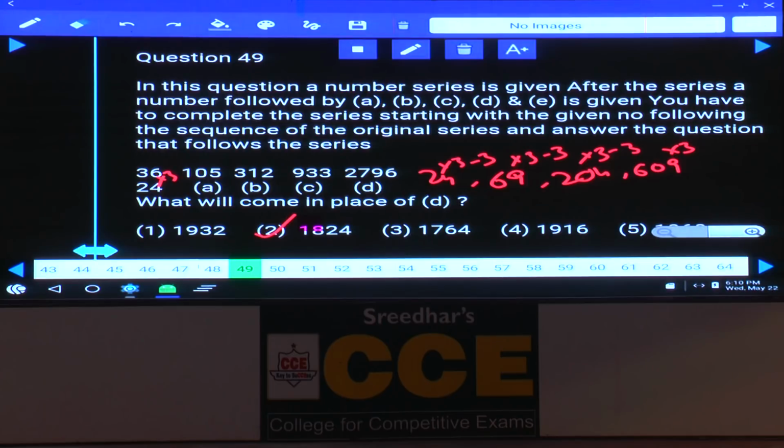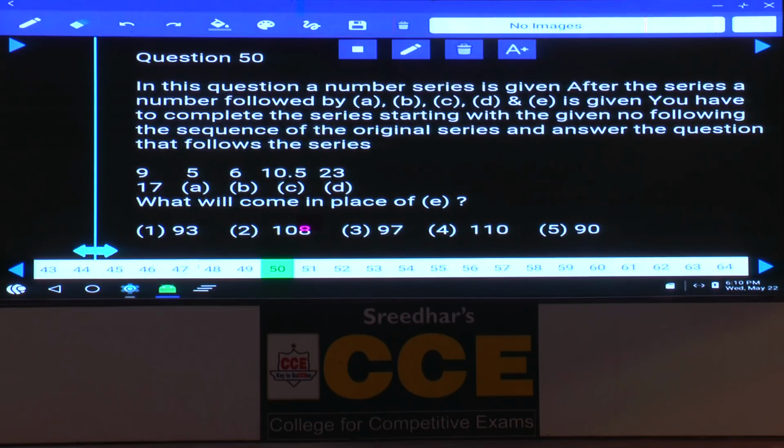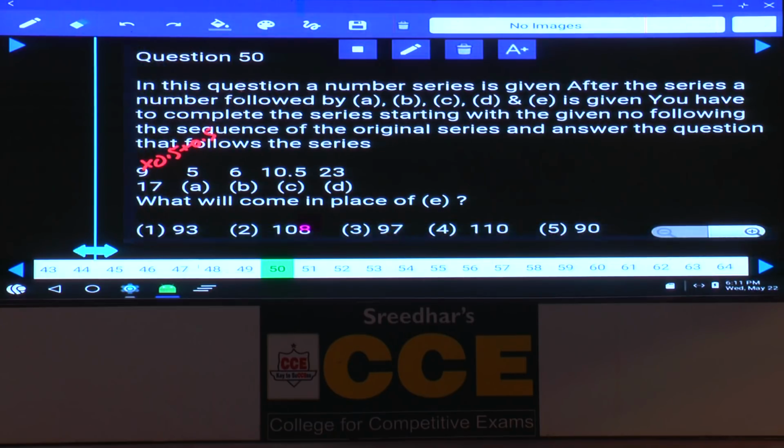Then question number 50. Now in this 50, 9, 5, 6. Now number once decreased, from there onwards it has increased. 9 and 5, how can I express this one? 9 into 0.5 is 4.5, plus 4.5 is 5. And 5 into 1 plus 1. And this is into 1.5 plus 1.5. And this is into 2 plus 2.